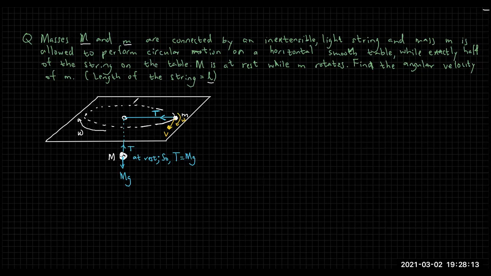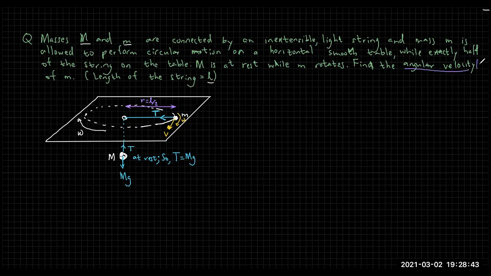Therefore, if the length of the string is L, only half of the string is on the table. Therefore, I can mark the radius of the circular path as L by 2. This is R, and that is going to be equal to L by 2. Why? This is half of the length of the string. R is equal to L divided by 2. Fine. So all set, and we are supposed to find angular velocity.